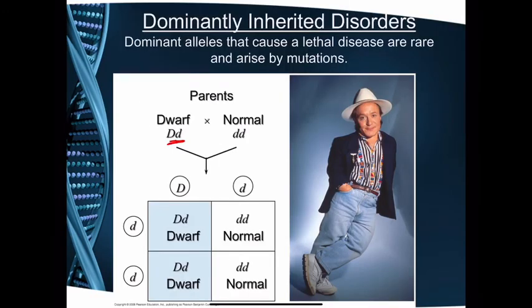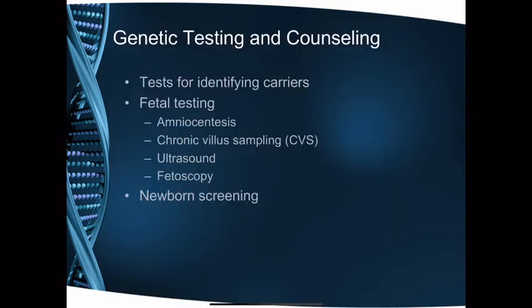So dwarfism, as I just mentioned, or chondroplasia is the technical name for that, is a dominant disorder. Now, for this trait, if you're big D, little d, or big D, you would be a dwarf. Normal would be the homozygous recessive, little d, okay?